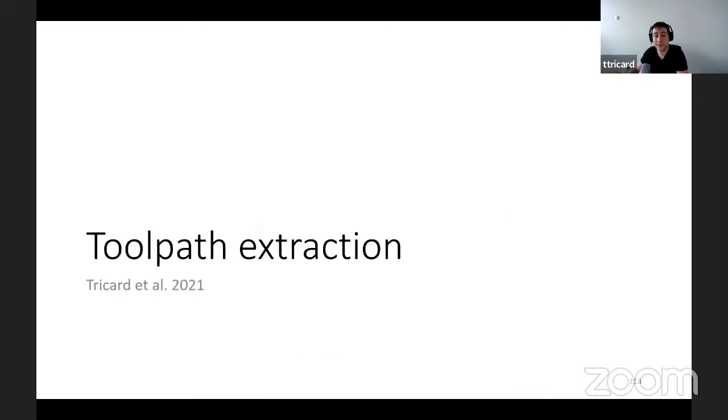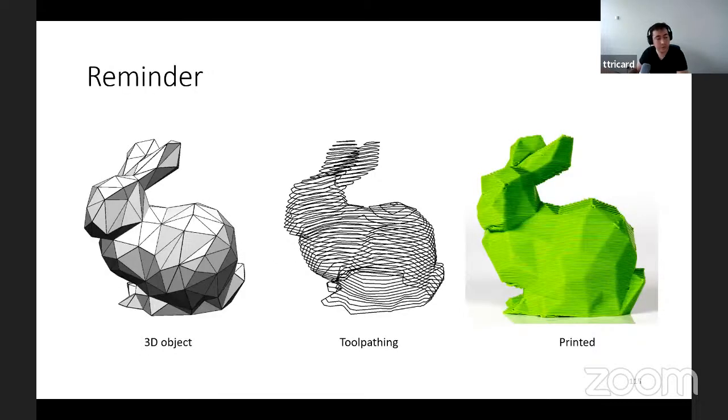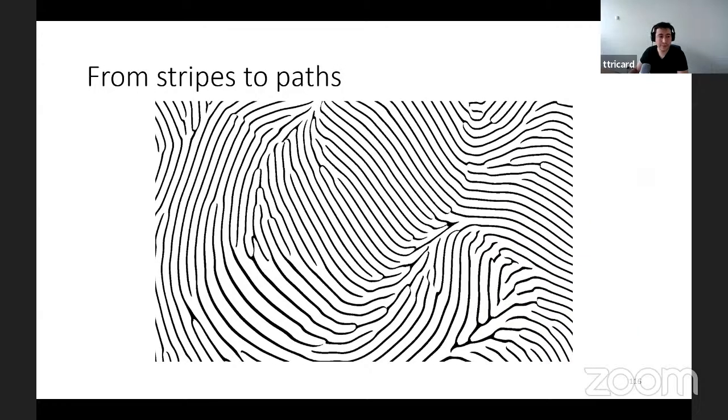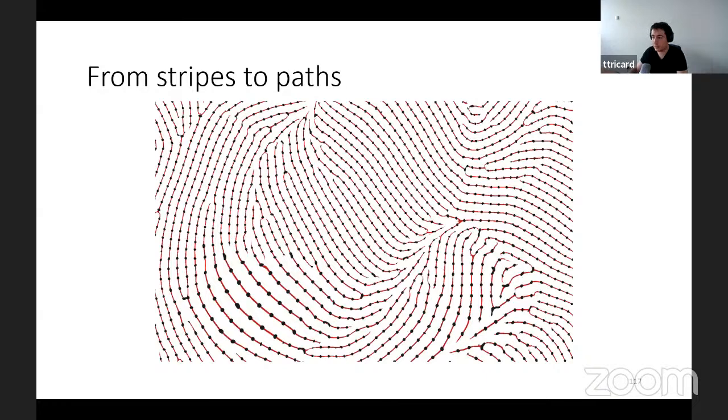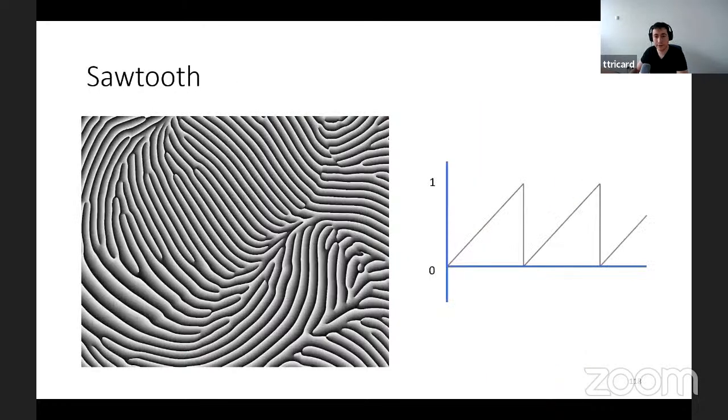So now, how do we extract the toolpath that we want to print? So as a reminder, when we want to print something, we need to use a 3D object to compute slices and then to compute toolpaths inside this slice. So how do we go from this pattern to a set of edges and vertices that we can use to print? And so our solution to do that was to use the sawtooth function, which is a linear ramp between 0 and 1.